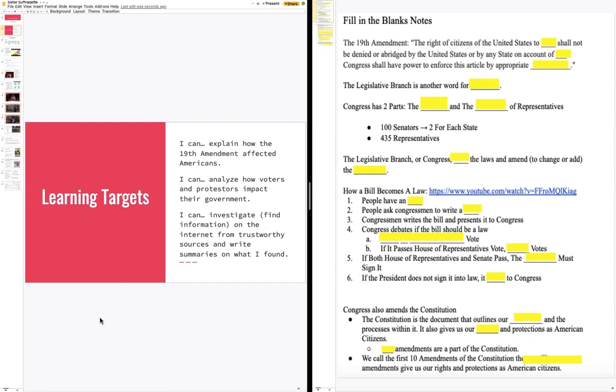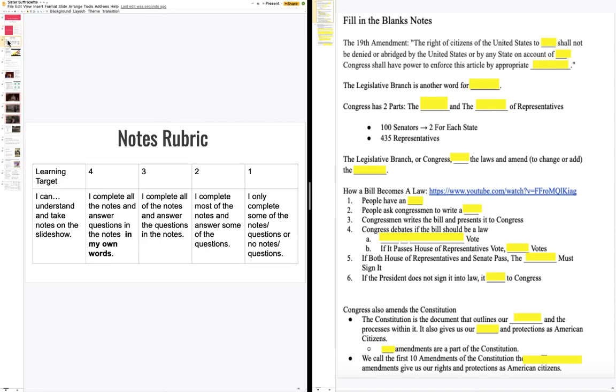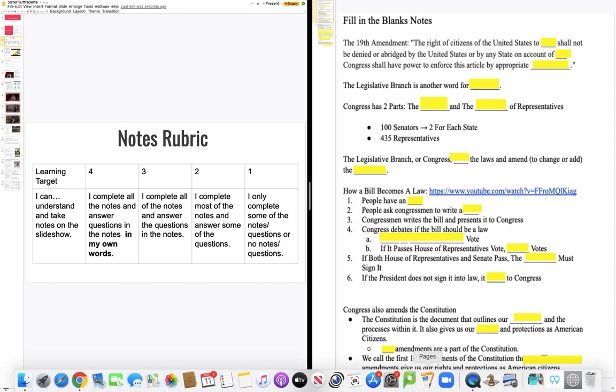Remember, we're using our CRAP method: current, relevant, an author who's an expert, accurate, and a purpose of spreading knowledge. So you're going to look at trustworthy sources on the internet, and then you're going to write summaries on what you found. You're going to tell me what sources you were looking at, what information those sources gave you, all of that. But you will be graded on these notes for now.